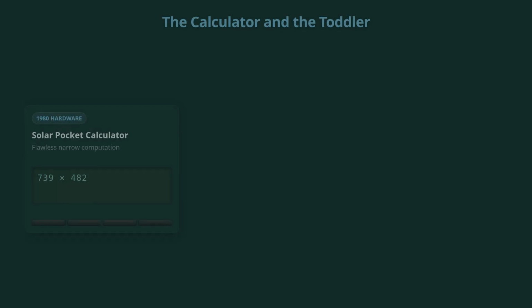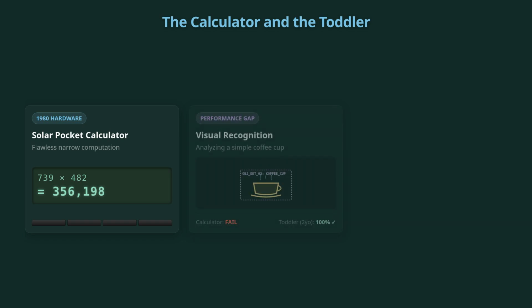Consider a standard solar-powered pocket calculator from 1980. It can solve complex arithmetic like finding the square root of 739,482 in milliseconds, a task that would take a human minutes of focused concentration. Yet that same calculator cannot recognize a coffee mug, walk across a room, or learn to play tic-tac-toe.